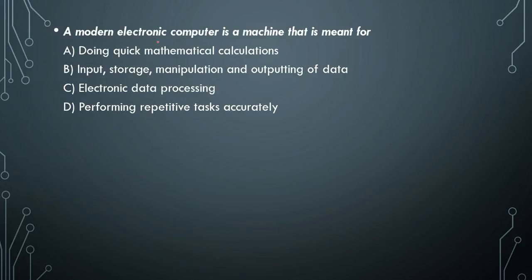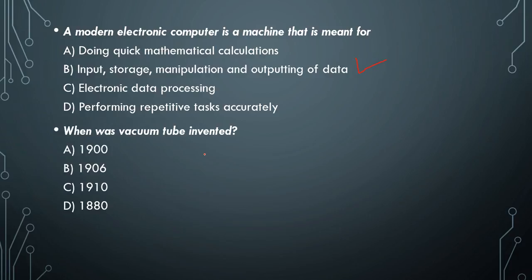A modern electronic computer is a machine that is meant for input, storage, manipulation, and outputting of data, electronic data processing, doing quick mathematical calculation, performing repetitive tasks accurately. It is this one: input, storage, manipulation, and outputting of data. A vacuum tube was invented in 1910.